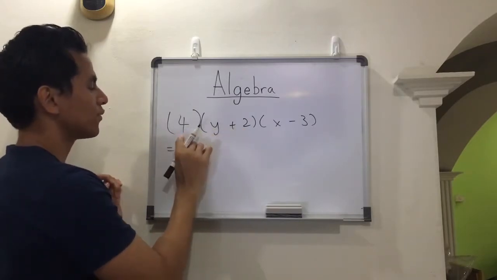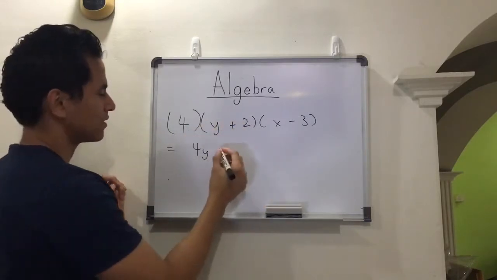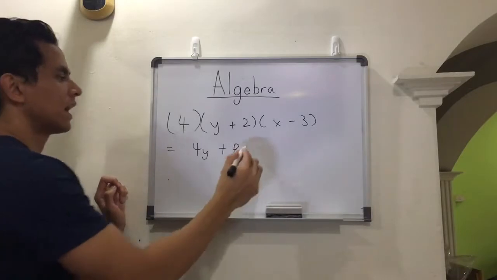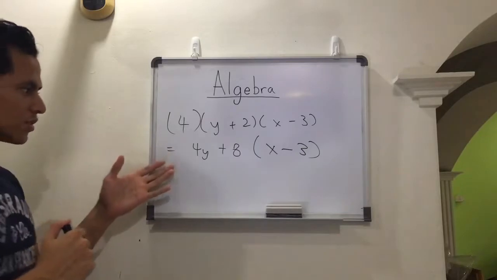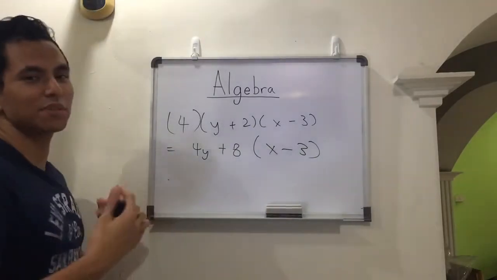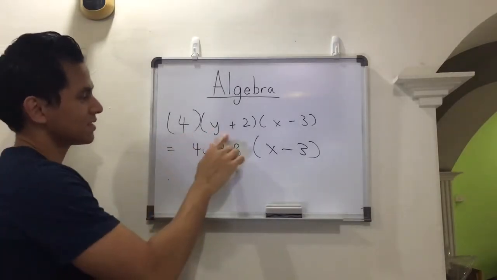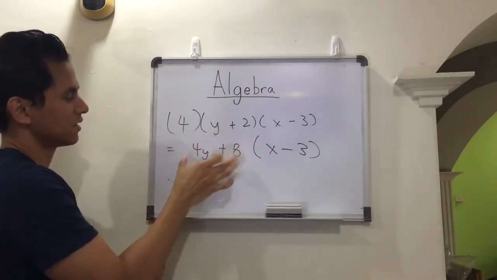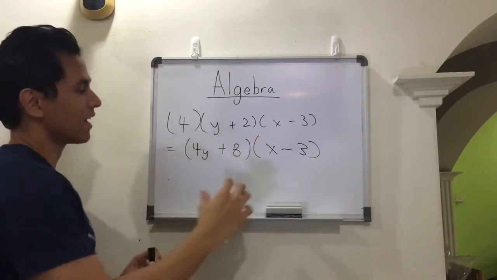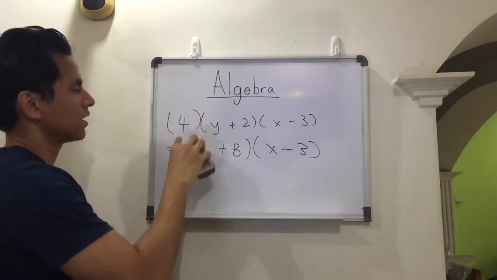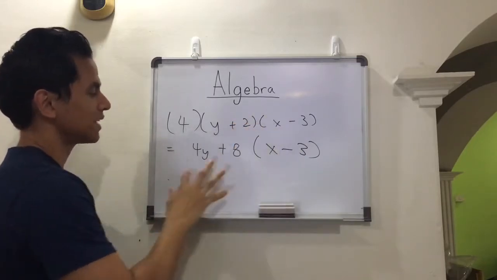So 4 times y gives us 4y, 4 times 2 gives us 8, so (4y + 8), and then the bracket (x - 3). Okay, so you see, I've actually done a mistake on purpose. A lot of the times when people multiply this, sometimes they leave the bracket out here. There should be brackets here. The brackets have not gone away yet, because you still have to multiply these 2 terms with this bracket. But sometimes a common mistake is they do this.